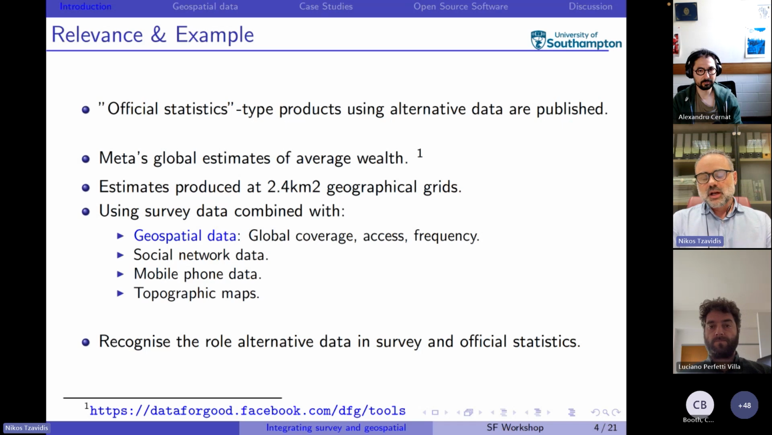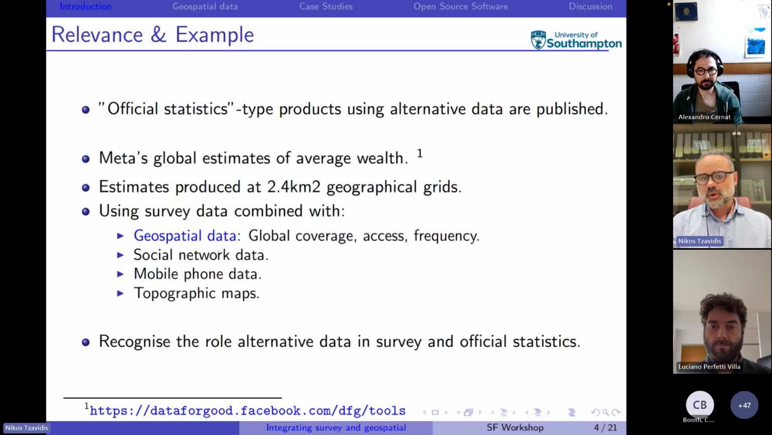an example. So we already have official statistics type products that are using alternative data sources, and these are published, not officially perhaps, but they are available, they are accessible. And an example is basically the global estimates that Meta is producing. One of these sets of estimates is on average wealth, but there is a variety of products that Meta, Facebook is producing at the moment. And on this overhead, I'm giving, as a footnote, a link to the relevant website where you can visit and see how they produce these estimates.